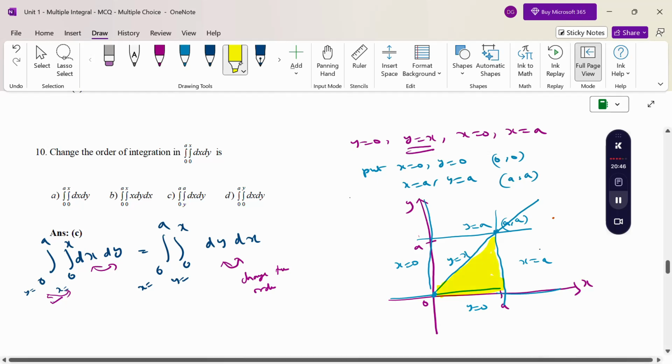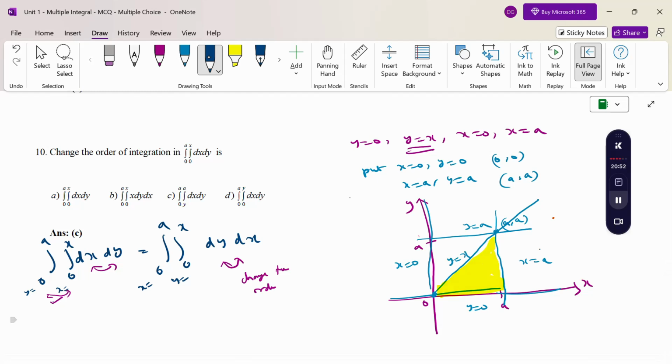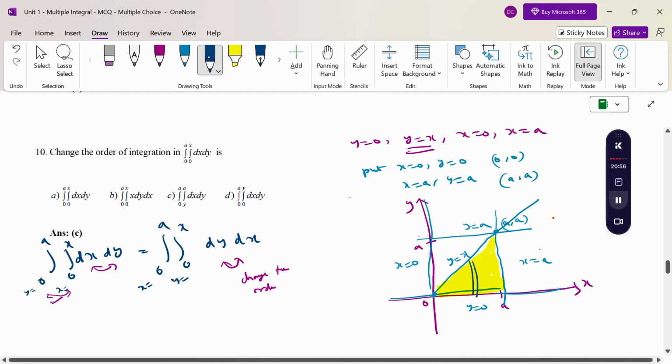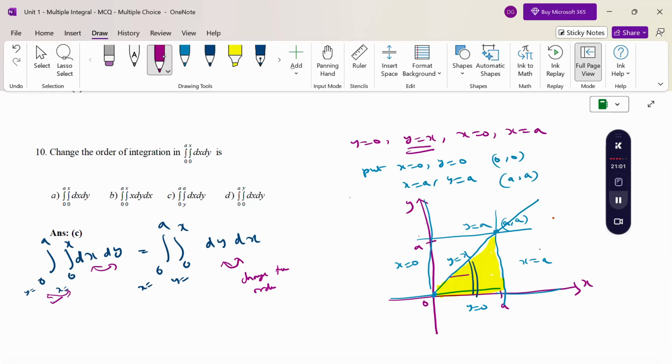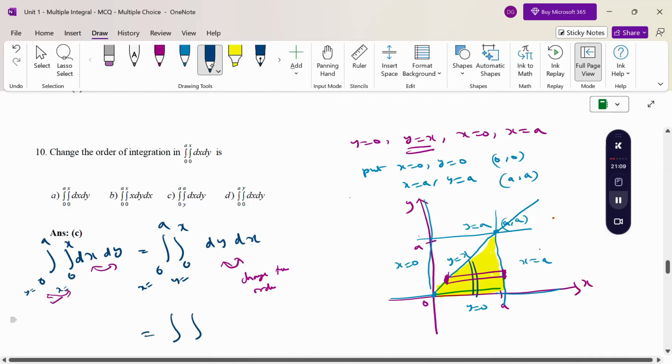So now the problem is given a vertical strip. Vertical means what? The y range is vertical. This is the given vertical, 0 to x. But change the order of integration means this vertical changes to horizontal. Horizontal means from the x variable. Therefore, the double integration dx dy changes.